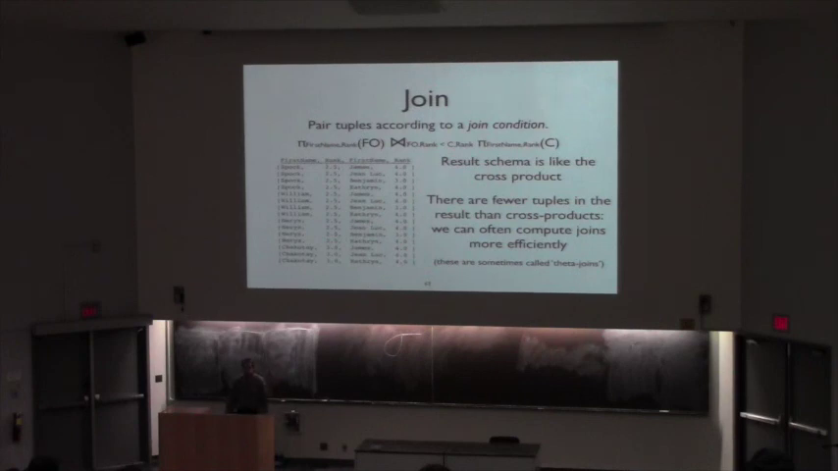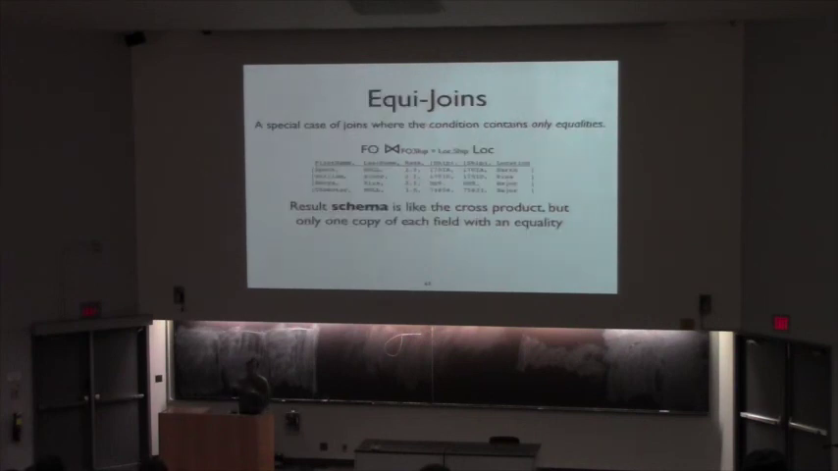Note, by the way, that in general, these joins are basically just a selection predicate combined with a cross product, and as a consequence, the schema is going to look very much like a cross product. And while there will be fewer tuples in the result, there won't be that many fewer. So these are typically called theta joins, where you have a condition that is sometimes referred to by the Greek letter theta.